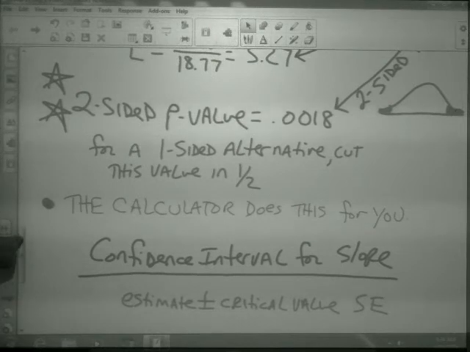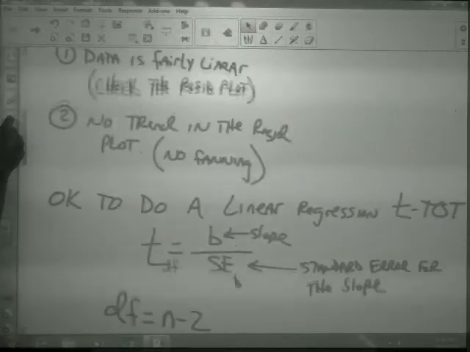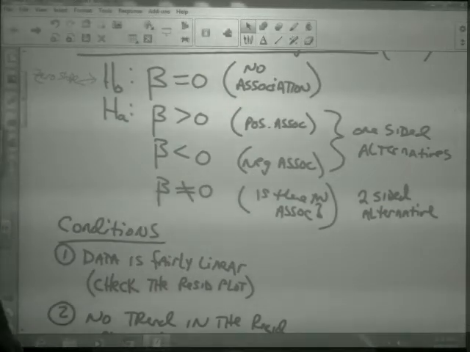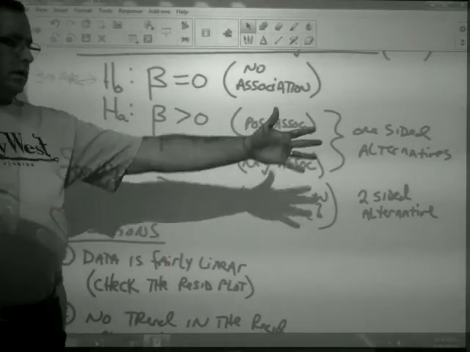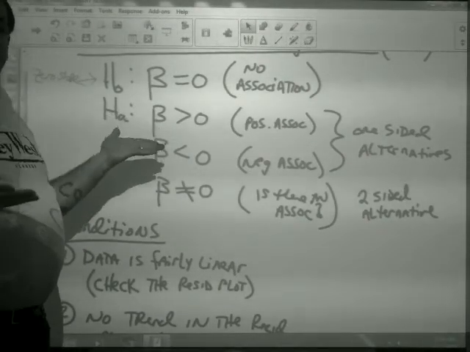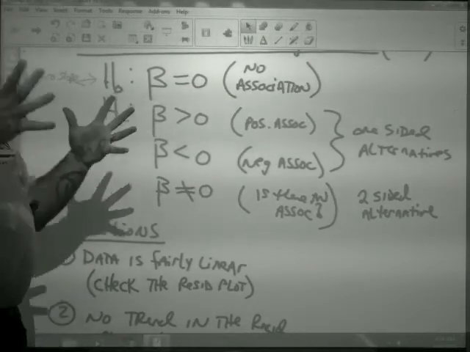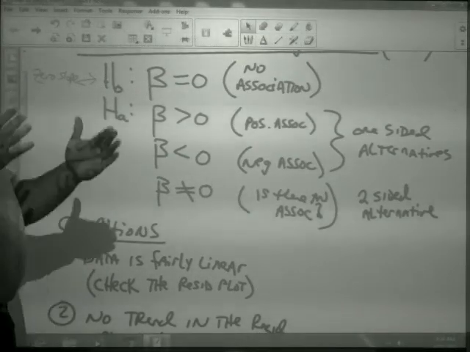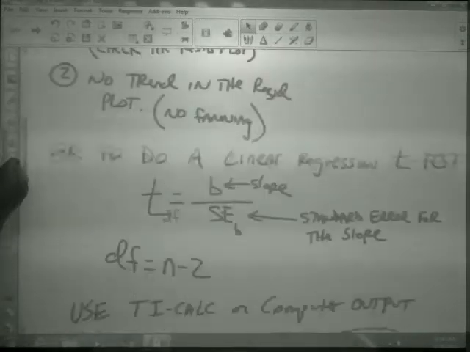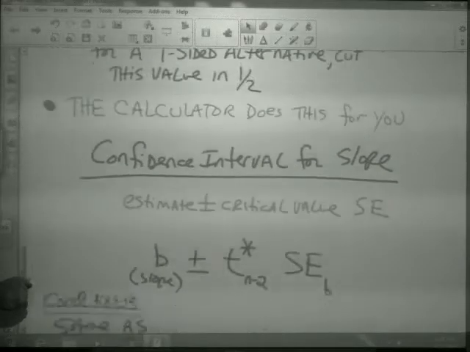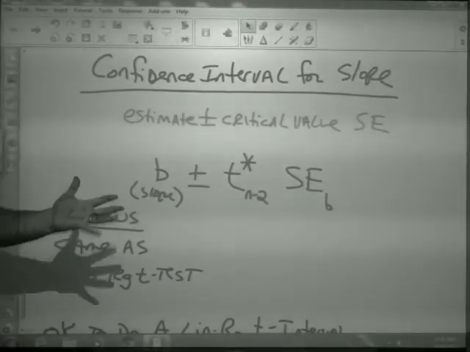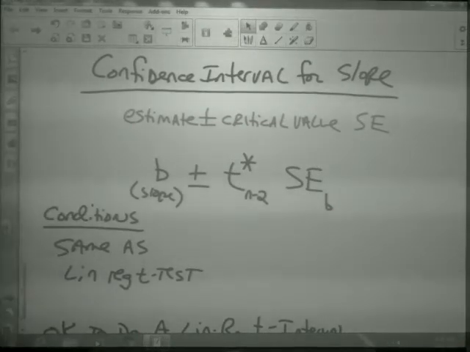Now, sometimes we know that there's an association and we don't really need to do a test. For example, I'm pretty sure there's an association between my height and my arm span. Duh, there is one. I don't need to do a test, but I'm curious as to how much it is. What is that association? What is this slope? And if that's the case, then I can do a confidence interval for slope. So I know there's a slope. I'm just curious as to how much of a slope it is.